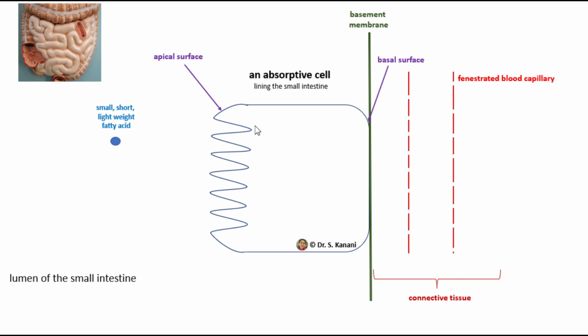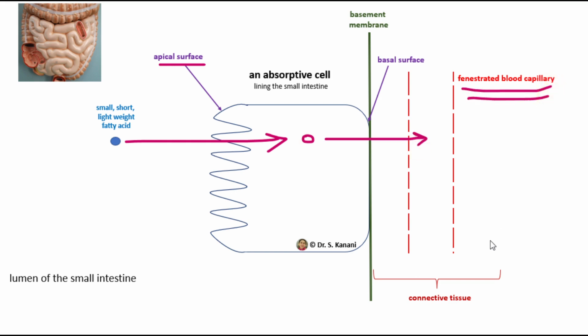So here in this image, we're looking at one of the absorptive cells that line the small intestine, and we want to know exactly how this small, short, lightweight fatty acid passes through the apical surface of this cell, and then from the cell passes through the basal surface to get into the fenestrated blood capillary that we have in the connective tissue. So the point here is that if we are absorbing short chains of fatty acid, they are small and lightweight, and they are absorbed into the blood capillary directly.